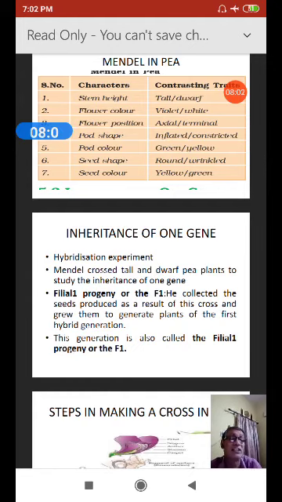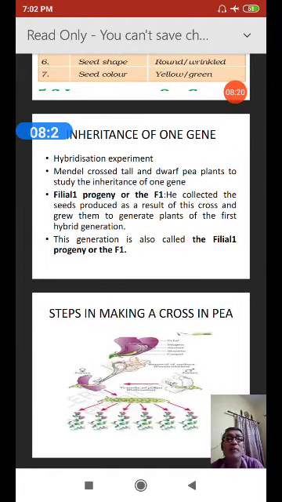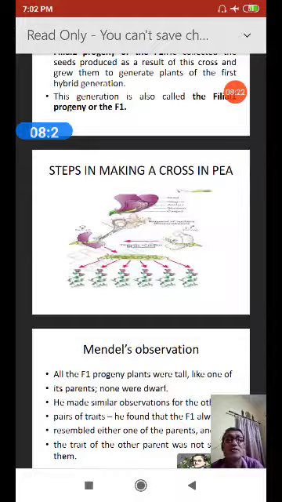Now the topic is inheritance of one gene. A hybridization experiment was done. In the first filial generation, progeny seeds were collected, produced as a result of the cross, and grown to generate plants of the first hybrid generation. This is called F1. Here you see the steps of making a cross, where emasculation is going on.